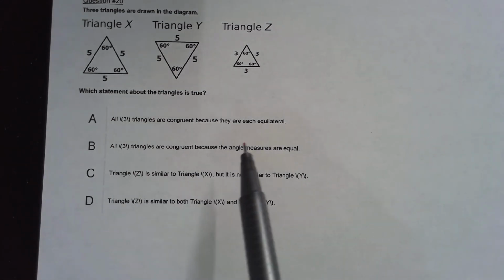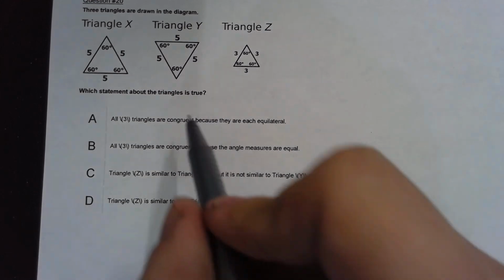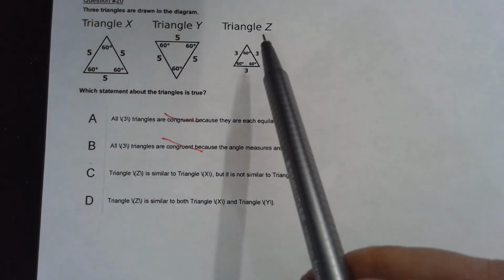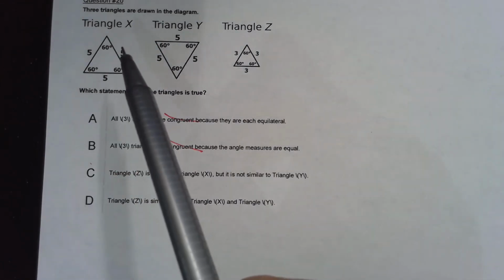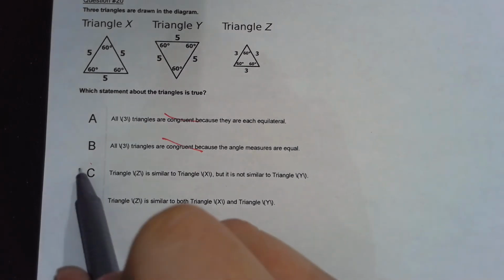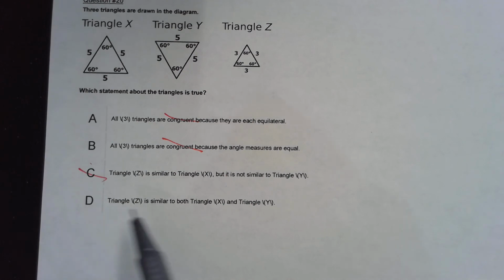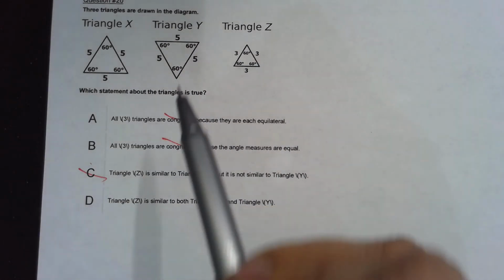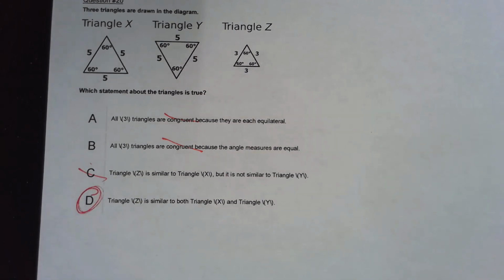A says that they're all congruent, and that's not true. If they were congruent, they would be the same size. B says the same thing, which is the same problem. They would be the same size if they were congruent. For C, it says that triangle Z is similar to X, and that's true. But then it says it's not similar to Y, and that's not true. And then D says that triangle Z is similar to both X and Y, and that is true.